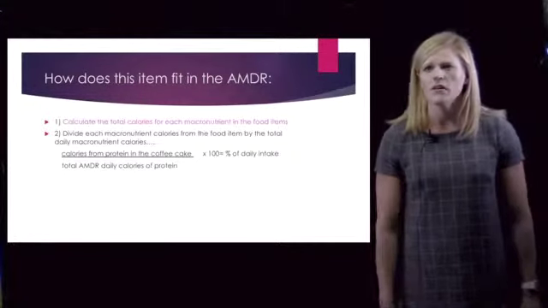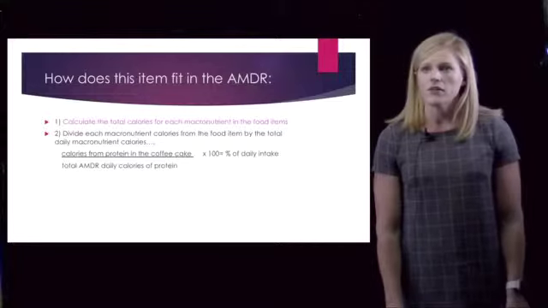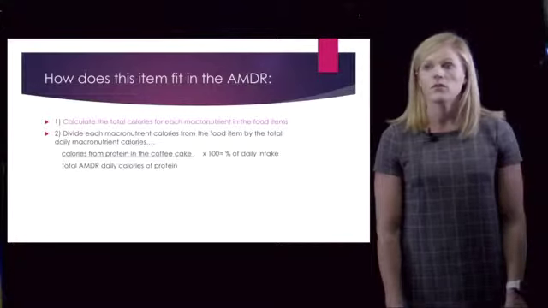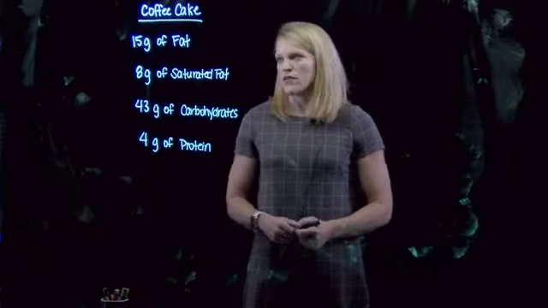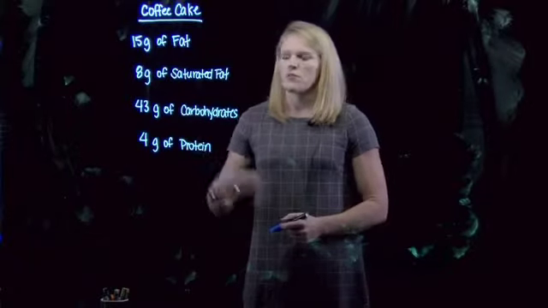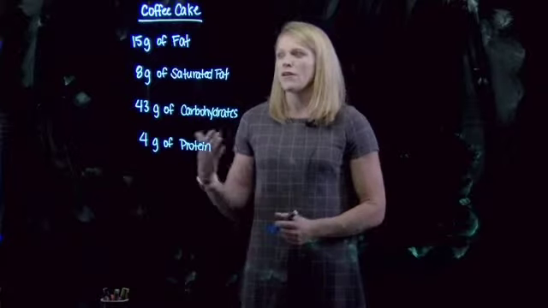And the first step is we're going to calculate the total calories for each of the 3 macronutrients in the food items. So this is what that's going to look like. So the nutrition label for our coffee cake tells us that that piece of coffee cake includes 15 grams of fat. It also includes 8 grams of saturated fat. So of those 15, 8 are saturated fat. Additionally, it includes 43 grams of carbohydrates, and then finally 4 grams of protein. So how can we take these grams and convert those into calories so we can compare the calories of fat, the calories of carbohydrates, and the calories of protein to the amount of calories that she should be eating on a daily basis of each of those macronutrients?